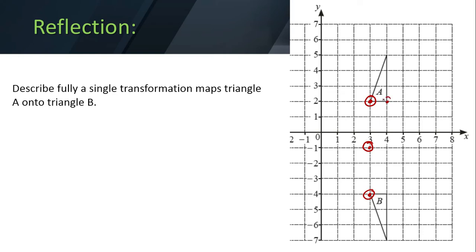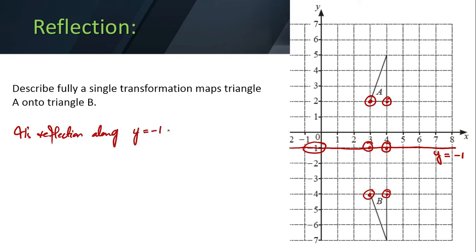Similarly, if we check this vertex, the distance is also 6 boxes, like 1, 2, 3, 4, 5, 6. So if we mark 3 boxes, 1, 2, 3. It means if we draw a line passing through these 2 points, this is the line of reflection. And this straight line is passing through y negative 1. So the equation of this line is y is equal to negative 1. So how will we write the answer? It's a reflection along the line y is equal to negative 1.